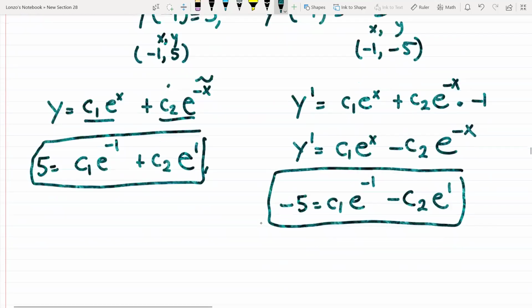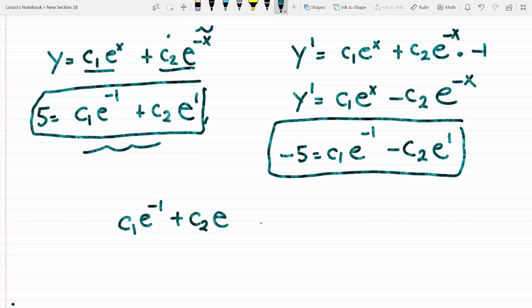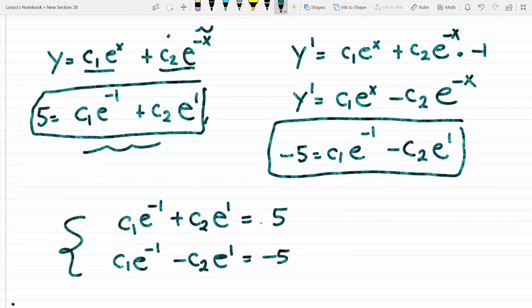Now I can set up my system of equations. So here are my two equations. I'm going to put the constant to the right. So I'm going to rewrite it as c1 e to the -1 plus c2 e to the 1 equals 5. And then the second equation is c1 e to the -1 minus c2 e to the 1 equals -5, right? I'm going to do elimination.